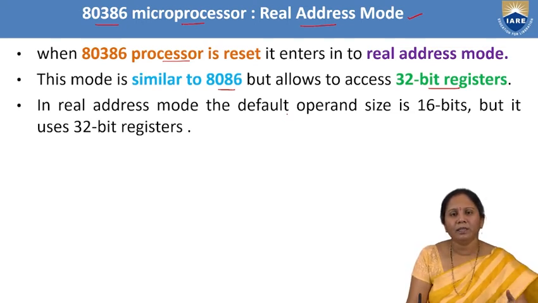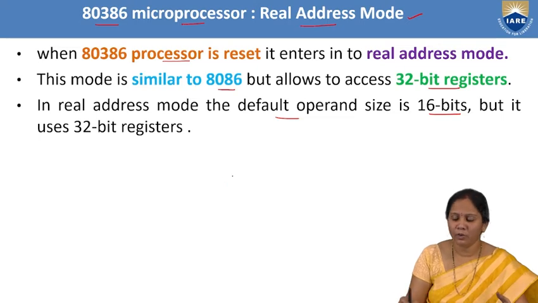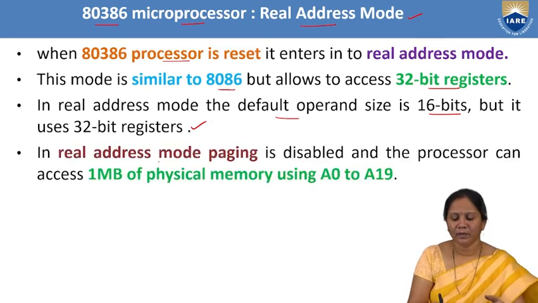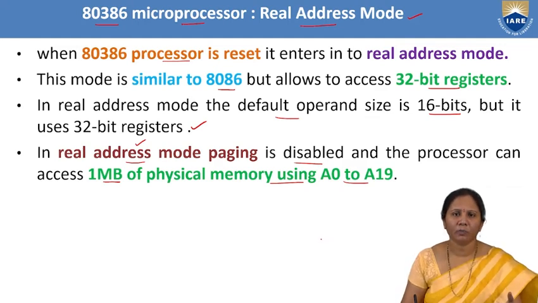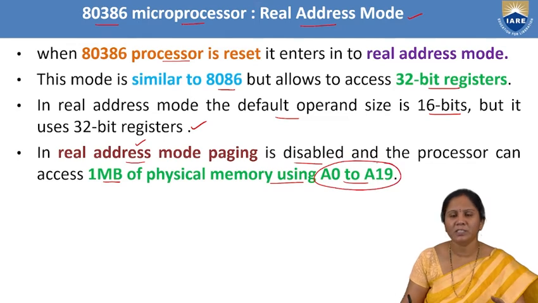Now, another name of real address mode is default mode, and operand size will be 16-bit. Though the operand size is 16-bit, it uses 32-bit registers. And when 80386 microprocessor is operating in the real address mode, paging will be disabled and the processor can access 1 MB of physical memory using A0 to A19. That means the operation will be the same as 8086 microprocessor. 8086 has only 20 address lines, so it uses only address lines from A0 to A19, though the 80386 has 32 address lines. Since it uses only 20 address lines, it represents 1 MB physical memory usage.